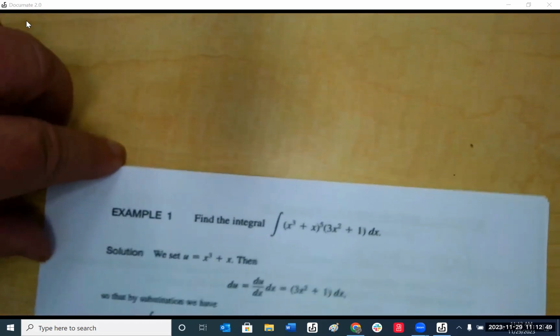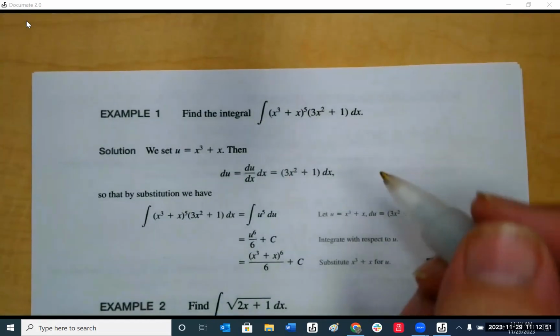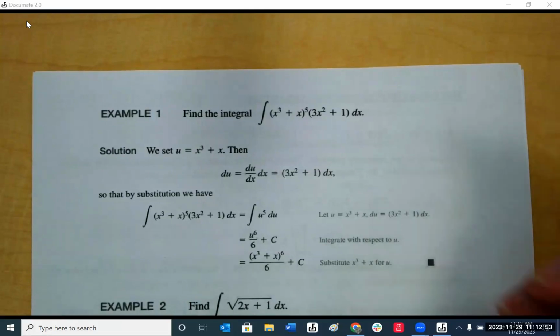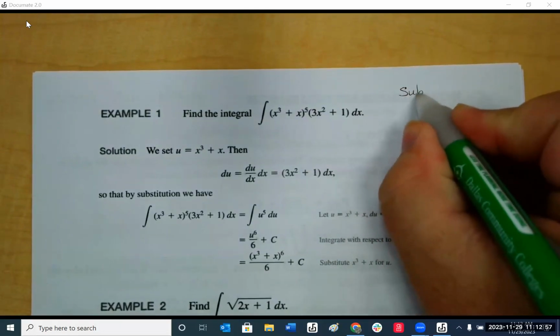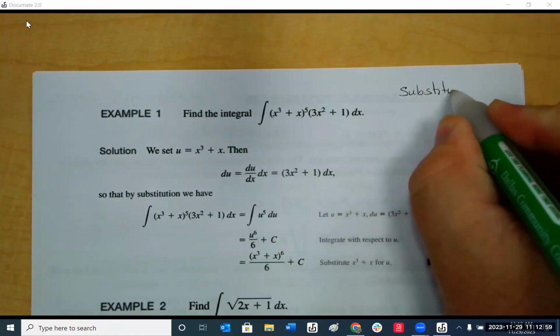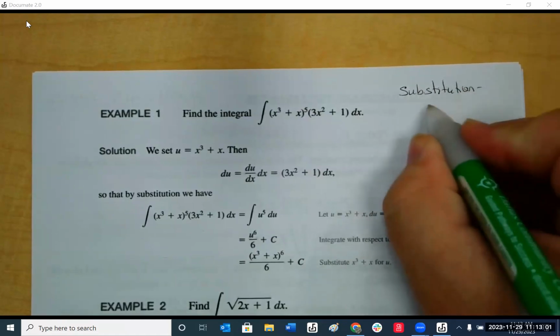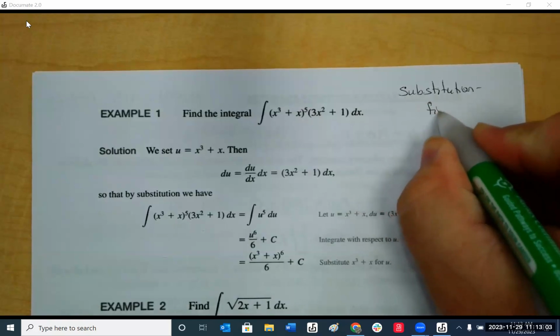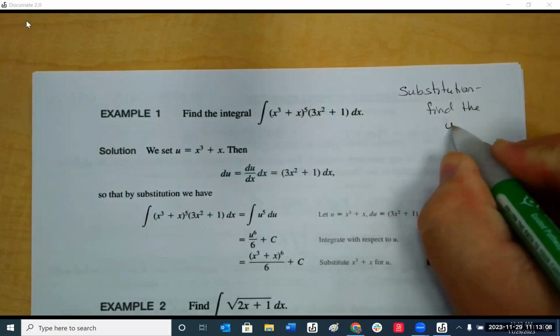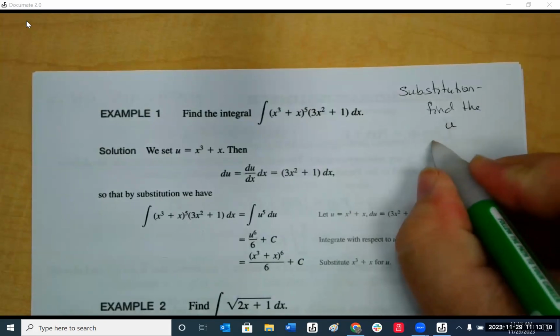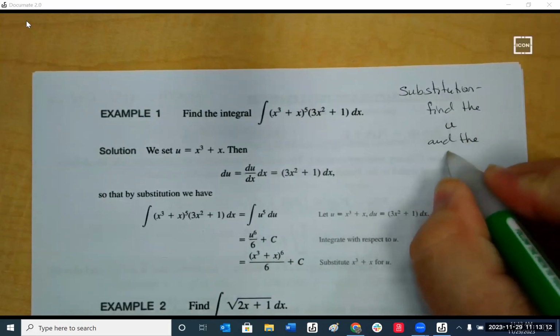Will it always be that way? No. So what we have to look for in our substitution method, with the substitution method, you have to find the u variable and the du.